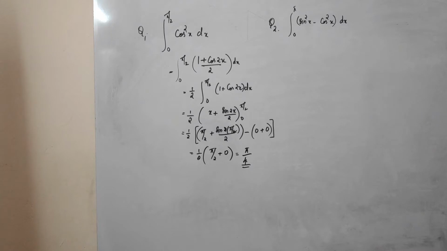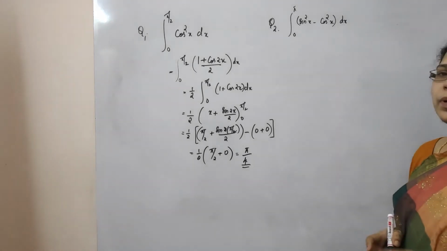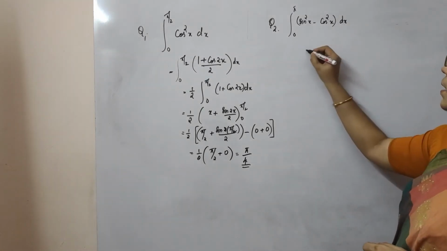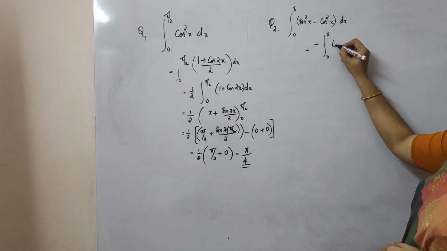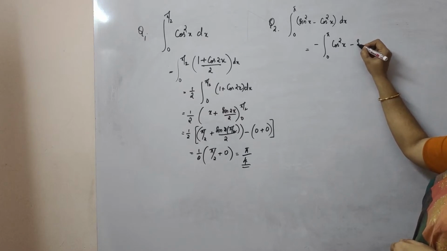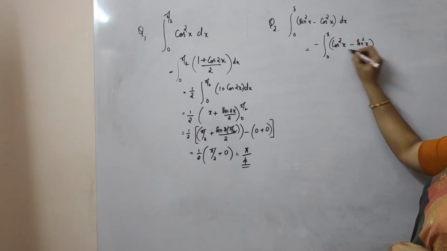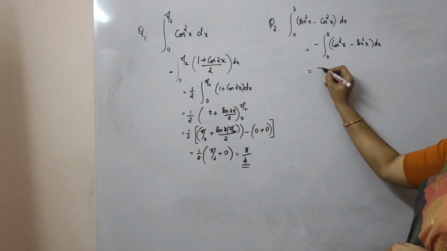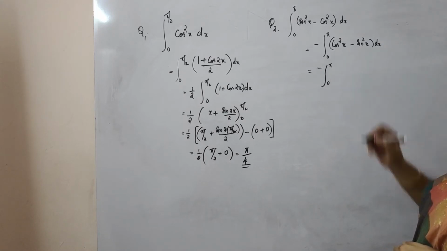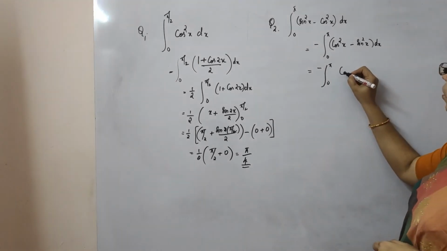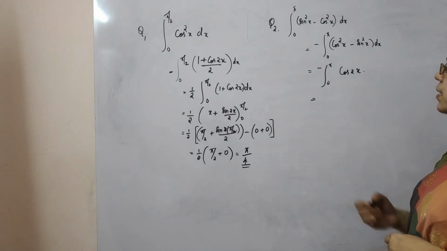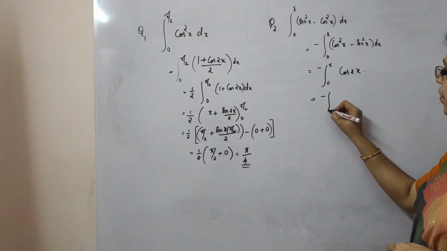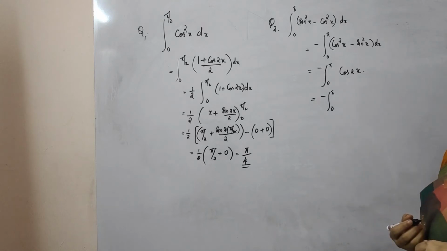Now, let's move on to the next question. That is, integral 0 to pi of sine squared x minus cos square x into dx. Now, in order to do this, I take a negative common outside. So, integral 0 to pi of cos squared x minus sine square x into dx. Now, I may write this as, how will I write this identity? I can write this as cos 2x. So, I get this as minus of integral 0 to pi of cos 2x.